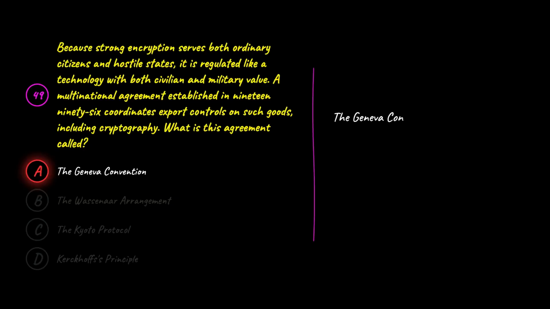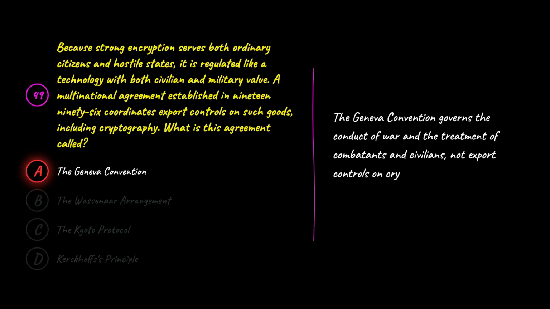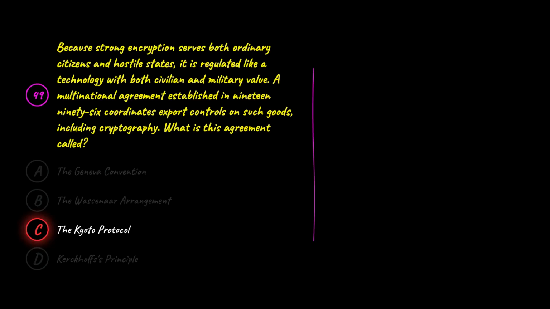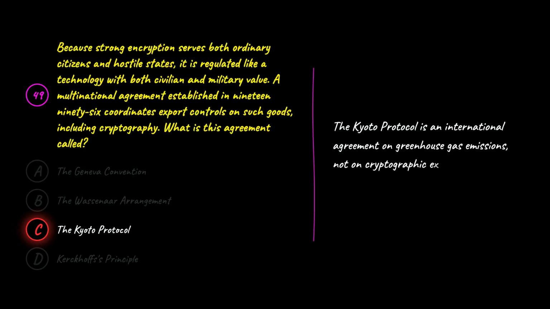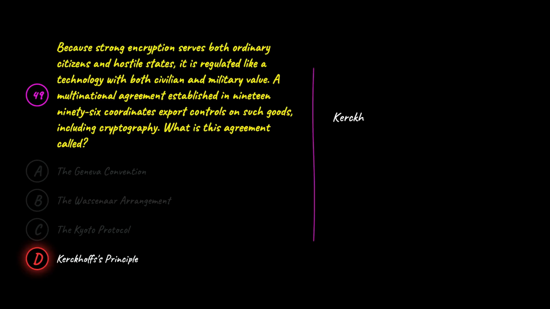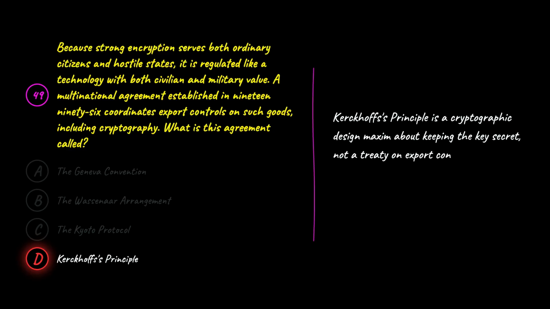A is wrong because the Geneva Convention governs the conduct of war and the treatment of combatants and civilians, not export controls on cryptography. It is unrelated to dual-use technology trade. C is wrong because the Kyoto Protocol is an international agreement on greenhouse gas emissions, not on cryptographic exports. It has nothing to do with dual-use goods. D is wrong because Kerckhoffs' principle is a cryptographic design maxim about keeping the key secret, not a treaty on export controls. It is a principle, not an agreement among nations.